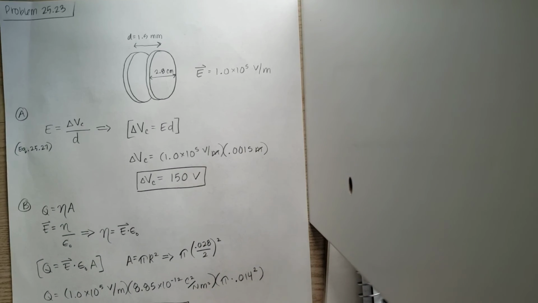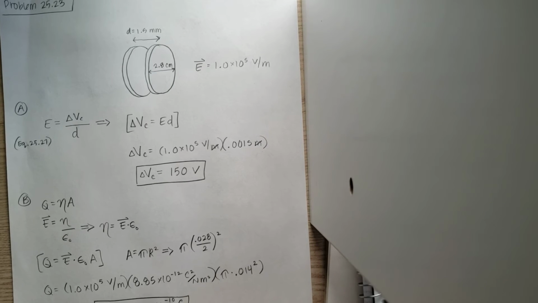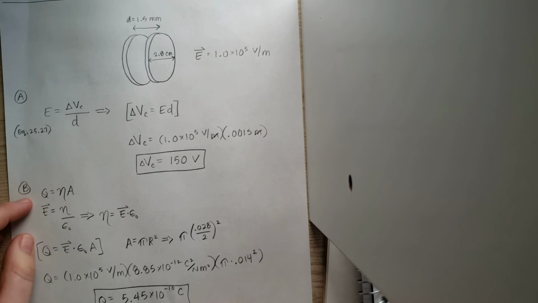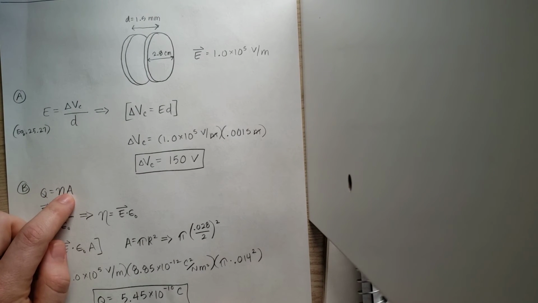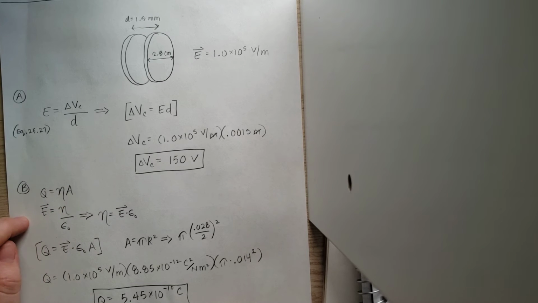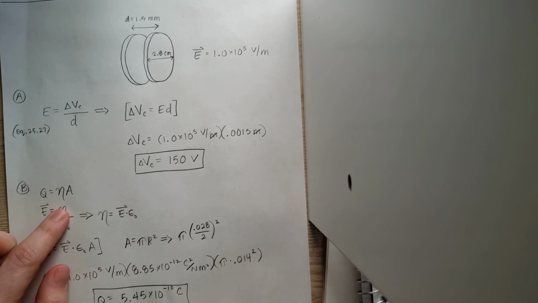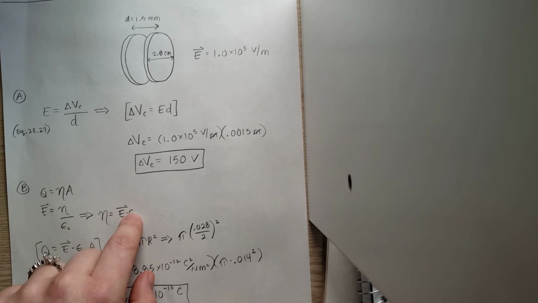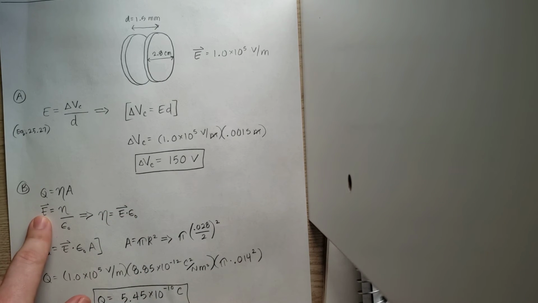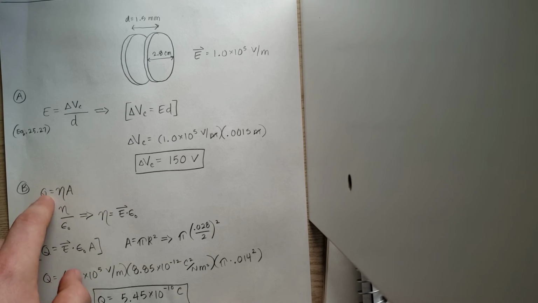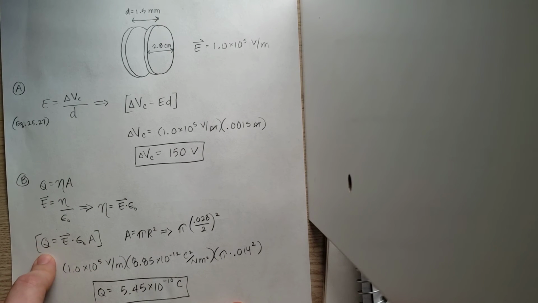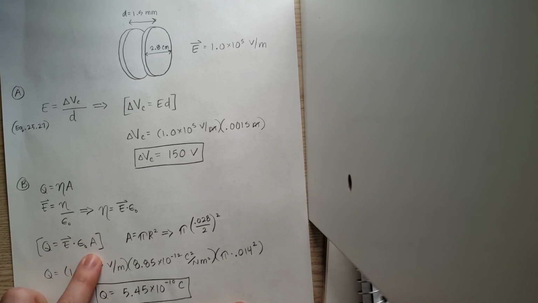And for part B, they want us to calculate how much charge is on each plate. So we know that our charge is going to be equal to the linear density times the area of the plate. And we know the linear density is just equal to the electric field times epsilon naught, because we know the electric field is linear density divided by epsilon naught. So we just switch those around, and then we can substitute that in for the linear density, and we can calculate Q equal to the electric field strength times epsilon naught times the area.